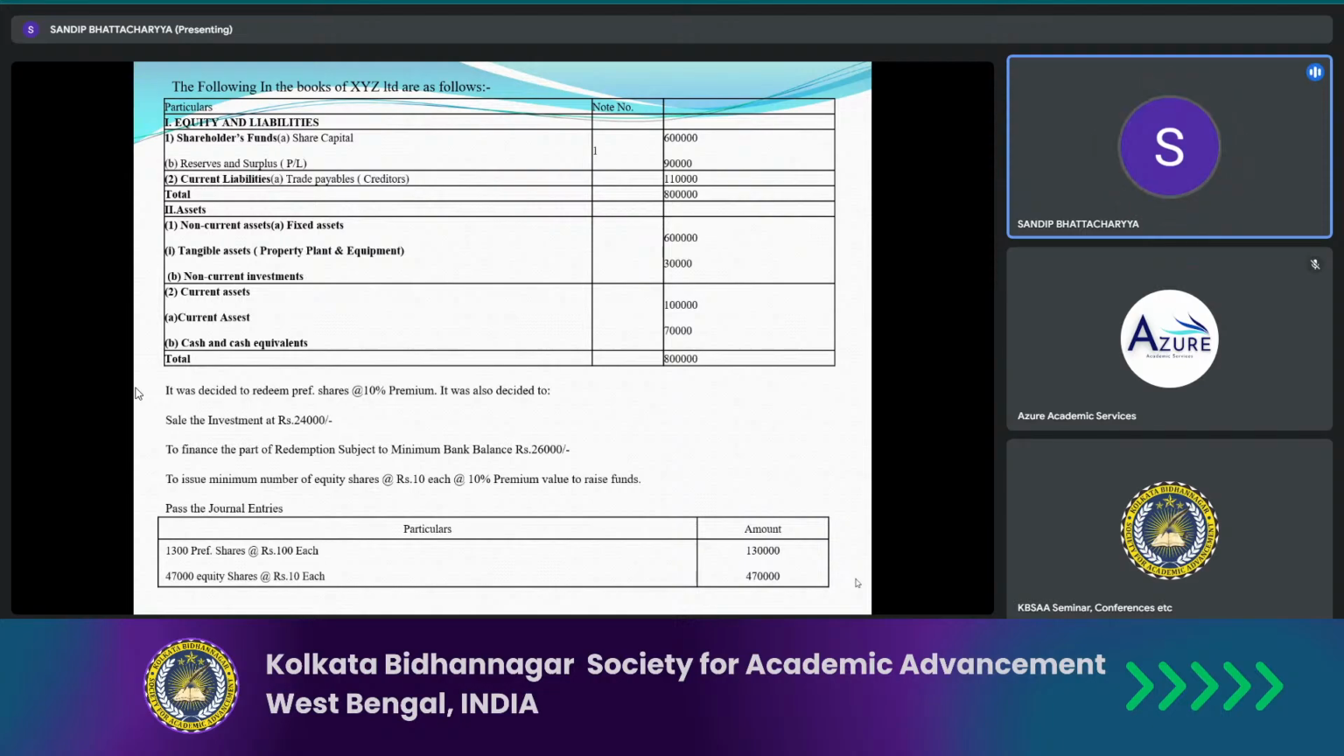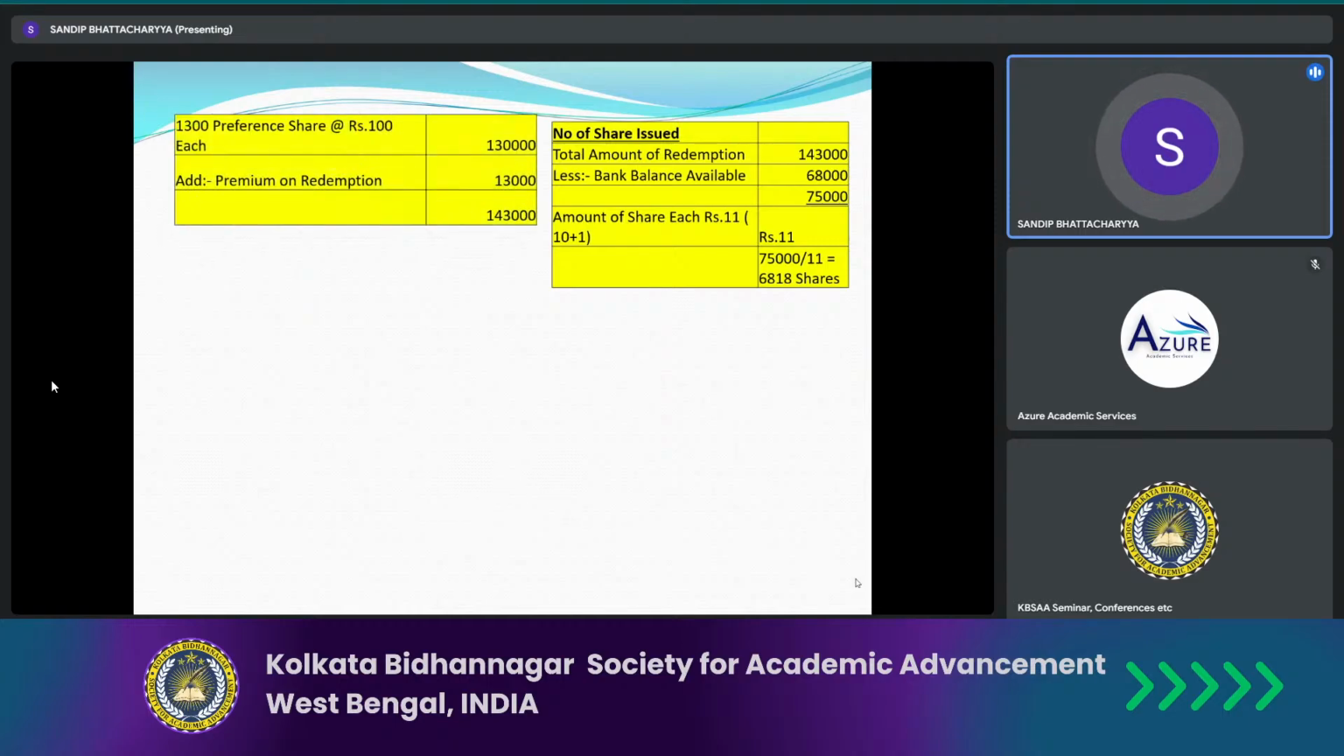And for the purpose of the redemption, the sale of investment is 24,000. And to finance the part of redemption, the minimum bank balance that has to be maintained is 26,000. And to finance the part of redemption, the company issues a fresh issue of shares. How much is the fresh issue of shares? It doesn't mention. Rather, it has been said that it is at the face value of rupees 10 at the rate of 10% premium. So now we will move to the solution.